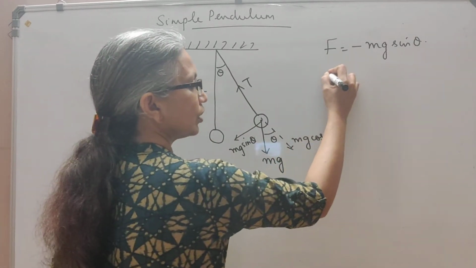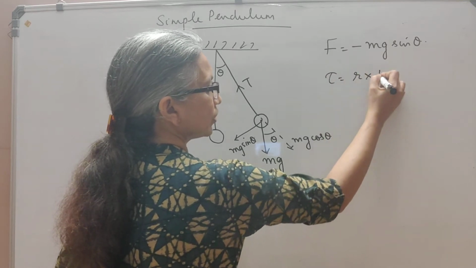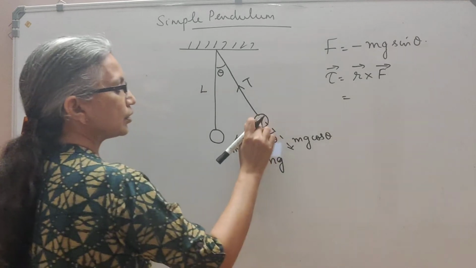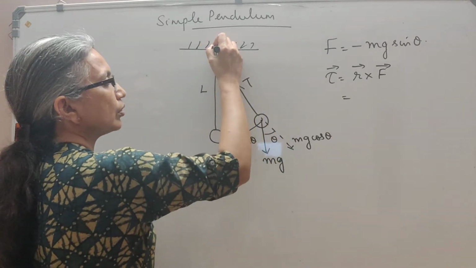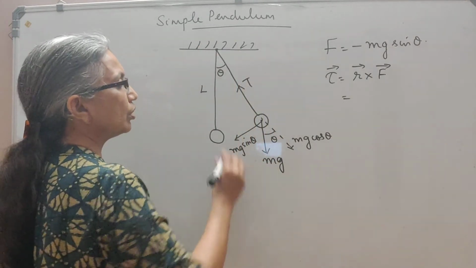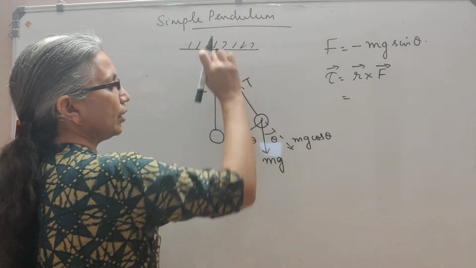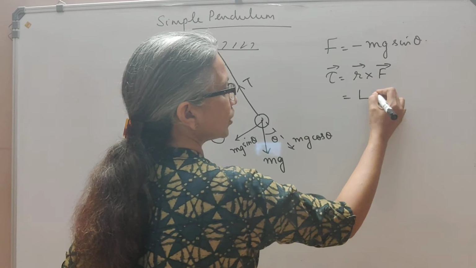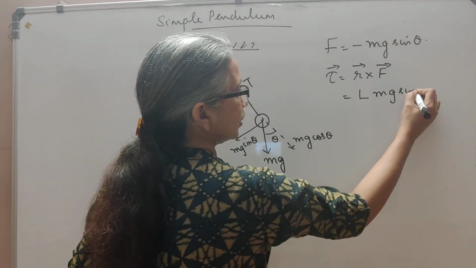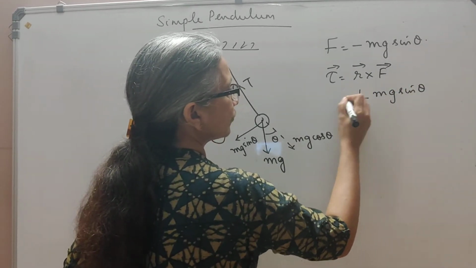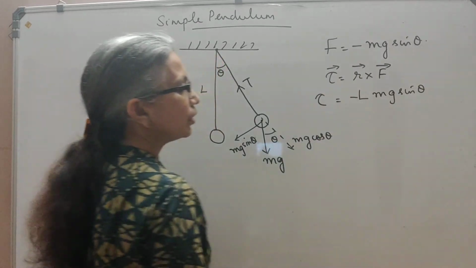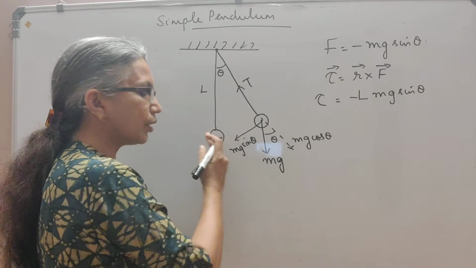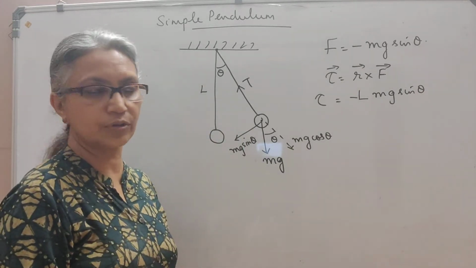Now the torque acting on this will be, we know, R cross F, where R is the distance from the axis of rotation. So that distance will be L, the length of the string. So we may write L times the restoring force, which is mg sin theta with a negative sign. That is the torque. This restoring torque has a negative sign, I told you, because it tries to bring it back to the equilibrium position.